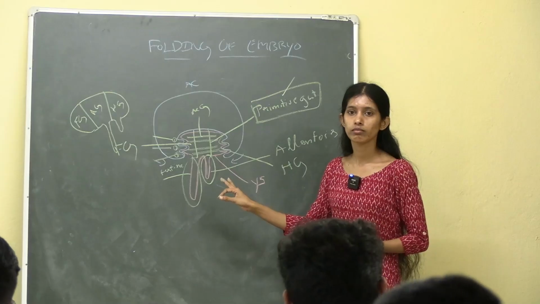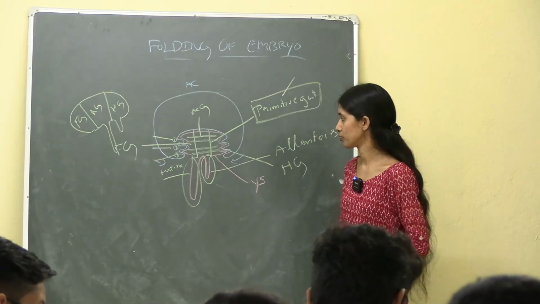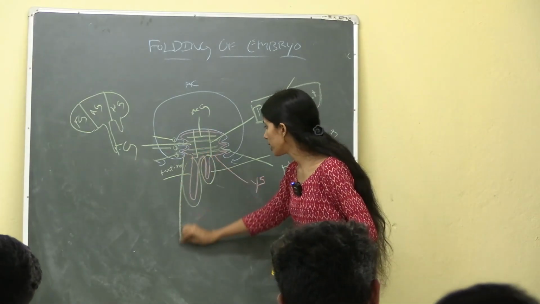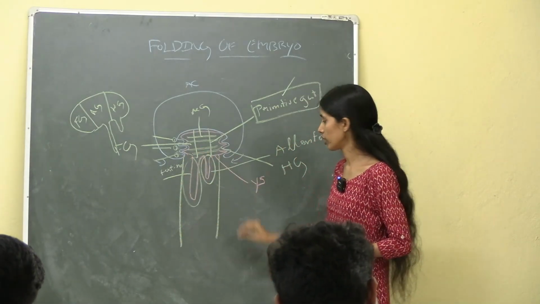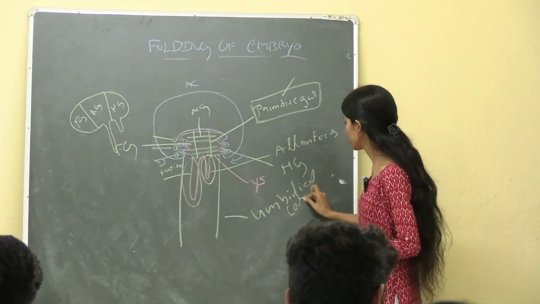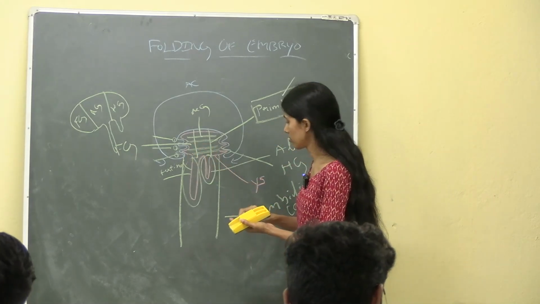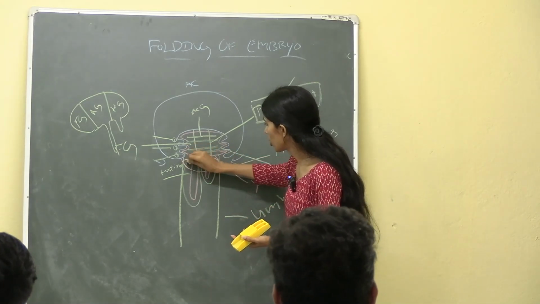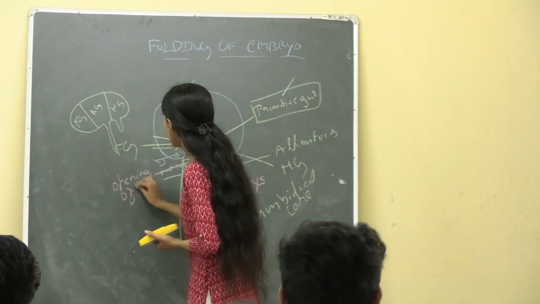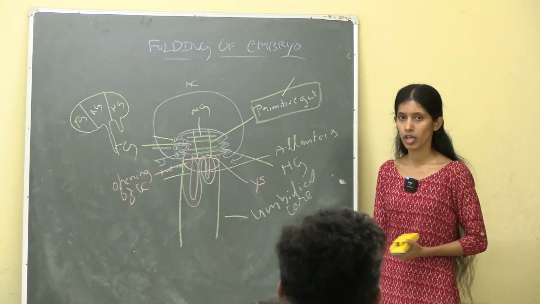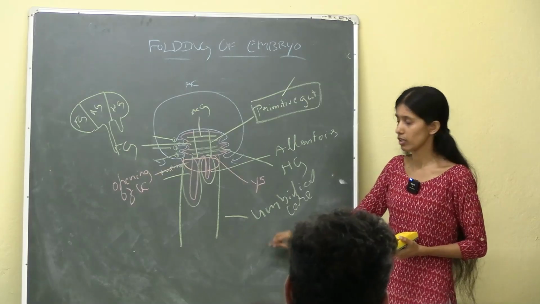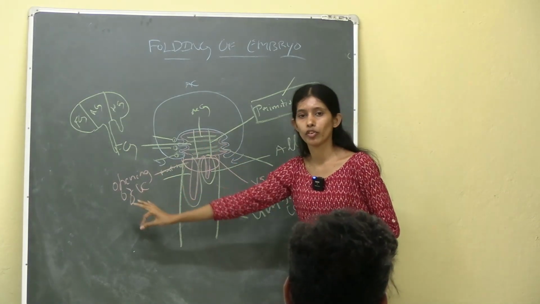Any doubts? Any doubts in this? Okay. Now around the vitelloint­estinal duct and the allantois, your umbilical cord will be present. Okay. Here we can see the umbilical cord, and this point is the opening of the umbilical cord. Okay. Around your vitelloint­estinal duct and allantois, we can see the presence of umbilical cord. So this point is the opening of your umbilical cord.